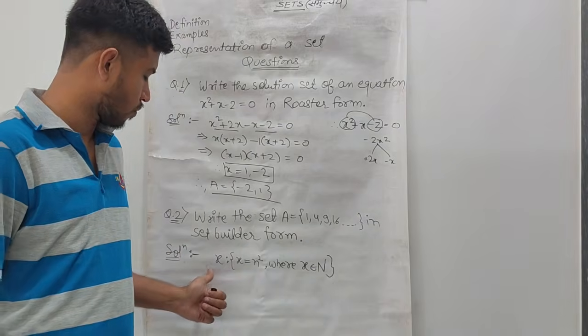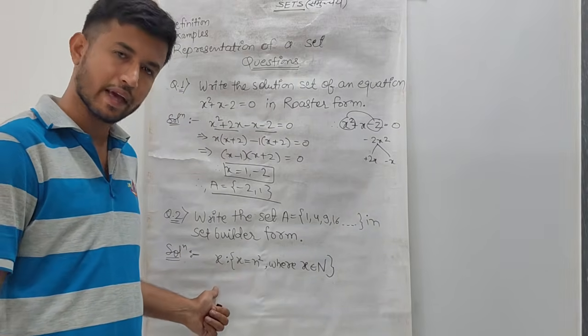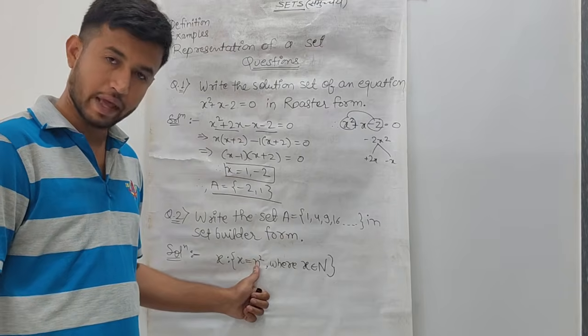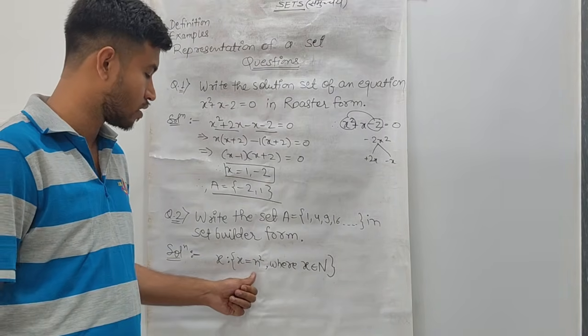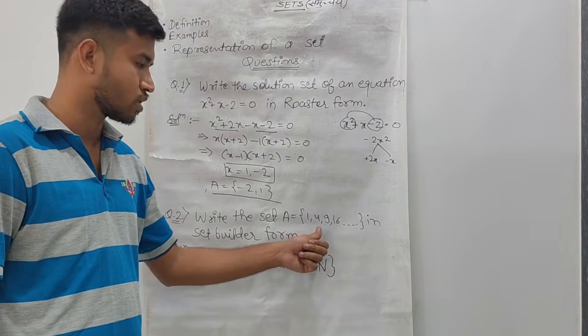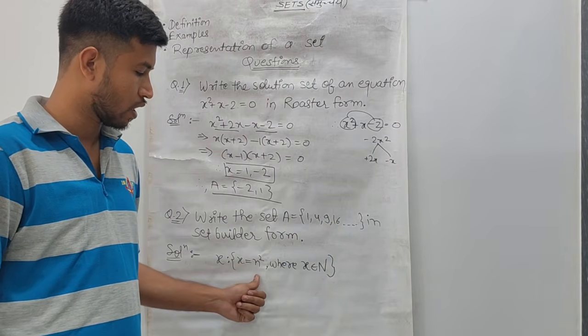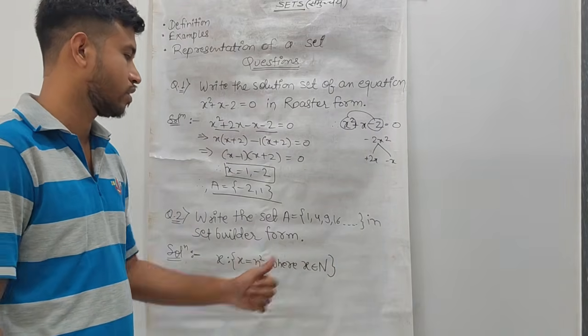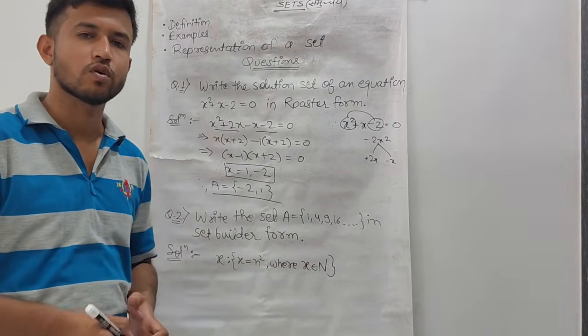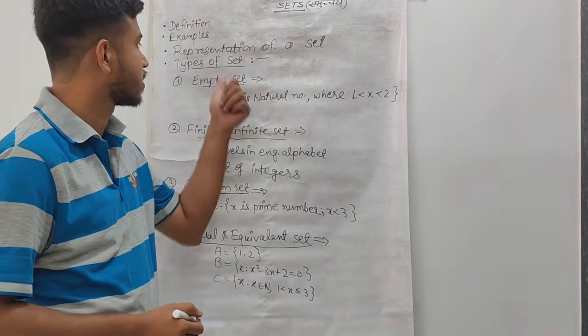This is set builder form. We will represent this as x equal to n square, meaning all natural numbers are included. The square of all natural numbers are given: x equal to n square, where n belongs to natural numbers. So now we will discuss types of set.